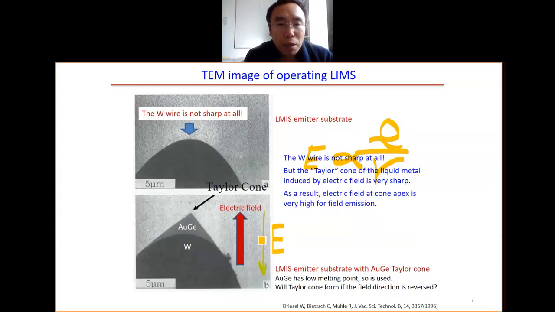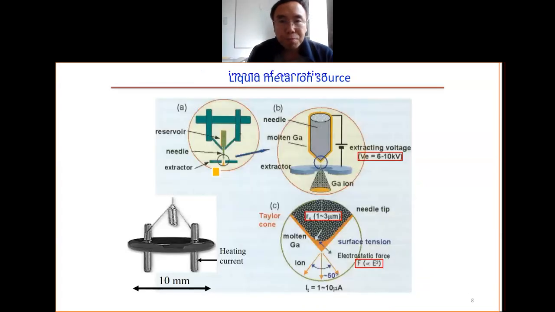So what will you have? We have the field along this direction. So what will come out? This is the case of the electron source. This is the cold field emission or shortcut emission. Because the field points downward, you get electrons emitted.